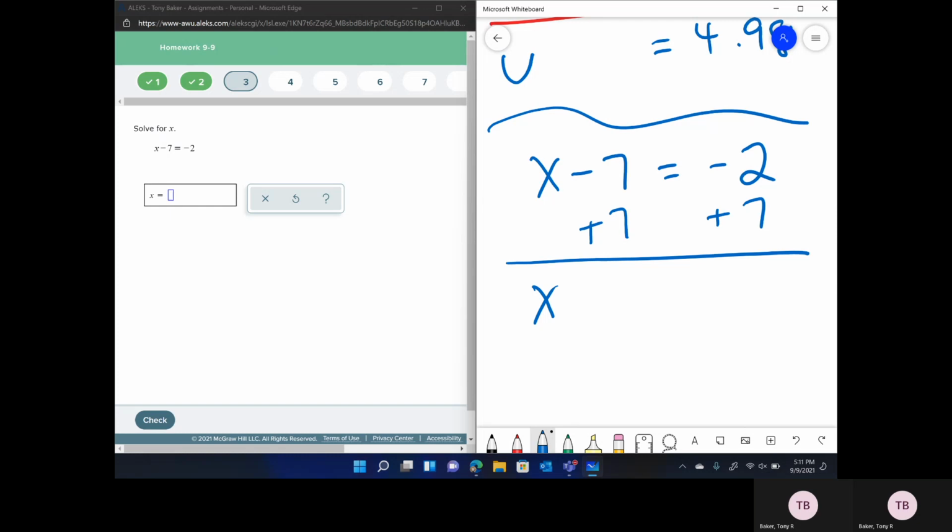So x, -7 plus 7 is 0. -2 plus 7 is 5. Remember, same signs we add them, different signs we subtract. So we're taking 7 minus 2, which is 5. The 7 is the bigger number, so it's going to be positive in this case.